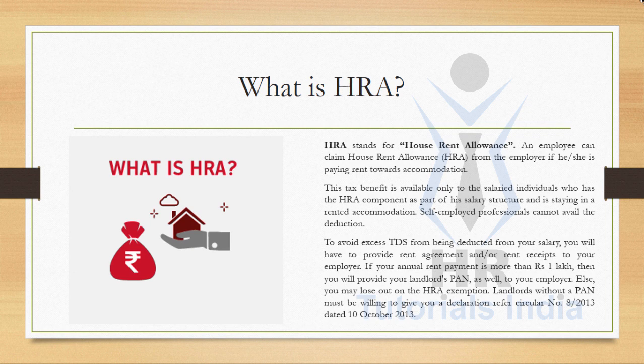Hence, to avoid excess TDS from being deducted from the salary by the employer, an employee needs to submit a rental agreement or the rental receipt to the employer. And if the annual rent paid to the landlord is more than ₹1 lakh, then he or she needs to provide the PAN card or the PAN details of the landlord to the employer. And if the employee fails to do so, that is, by not providing the PAN number of the landlord if the annual rent payment is more than 1 lakh, then he or she cannot avail the HRA exemption.